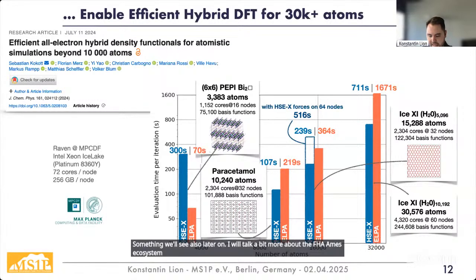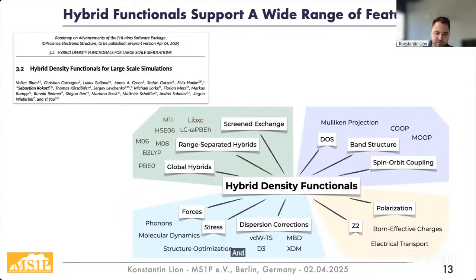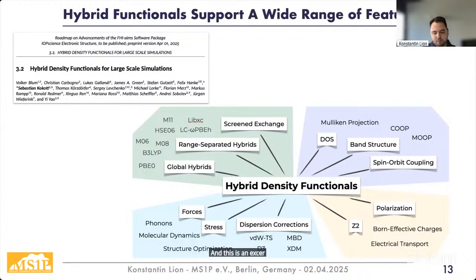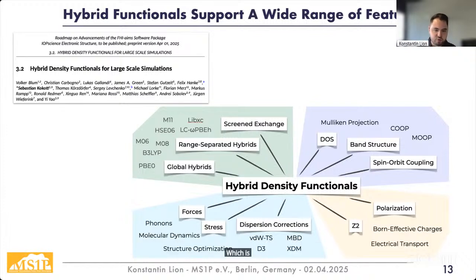So what this now enables, which I think is very exciting, is really large-scale simulations. And for that, we need a host of features, of course, which are implemented in conjunction with these hybrid density functionals. And this is an excerpt of the roadmap on the advancement of the FHI-aims software package, which is, fingers crossed, soon to be published as a preprint, maybe already before Easter. So yeah, maybe you're lucky enough, and this is an Easter present for you to read.